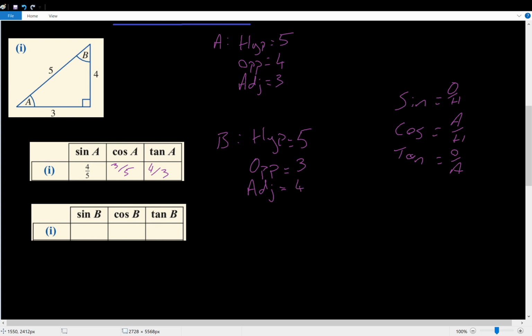So now we go about getting our sine of B. It's opposite over hypotenuse, so it's going to be 3/5. And then for our cos of B, it's going to be adjacent over hypotenuse, which is going to be 4/5. And then our last one, for our tan of B, it's going to be opposite over adjacent, so 3 over 4. So it's going to be 3/4. And that is how that is worked out.